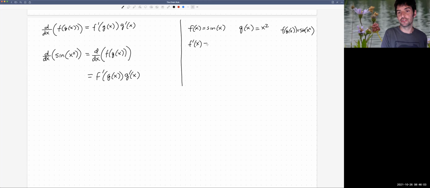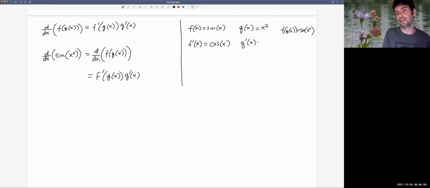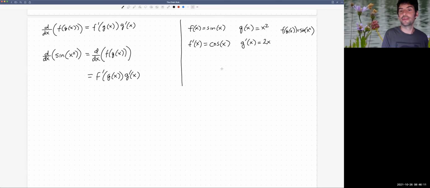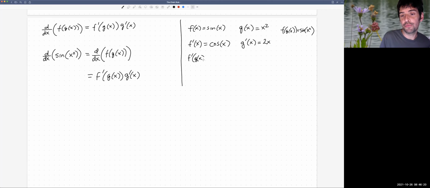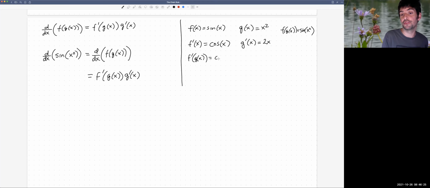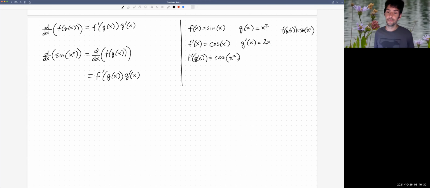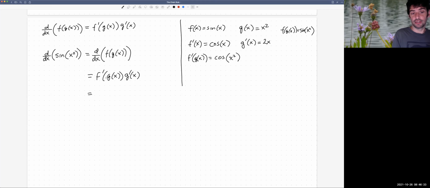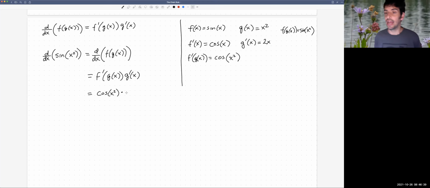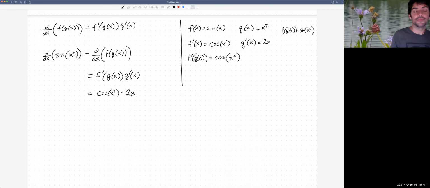F prime of x, we learned in one of the earlier videos, the derivative of sine is cosine. G prime is 2x. Notice I have f prime of x here, but I want f prime of g of x. Well, that's easy enough. F prime of g of x means compose the derivative of f with the function g. In other words, compose cosine with the function x squared. And now I just write all these pieces down. F prime of g of x I got as cosine of x squared, and g prime of x is 2x.